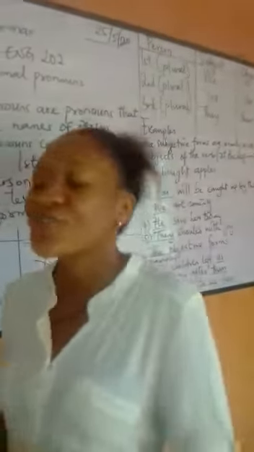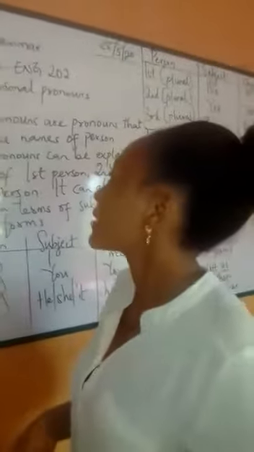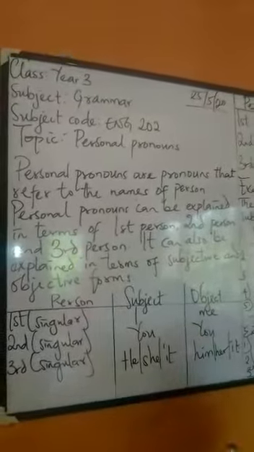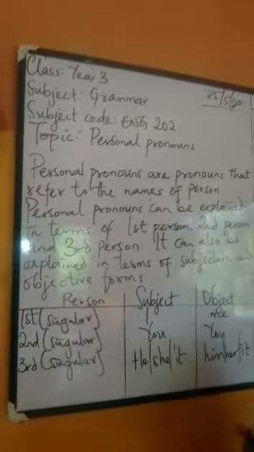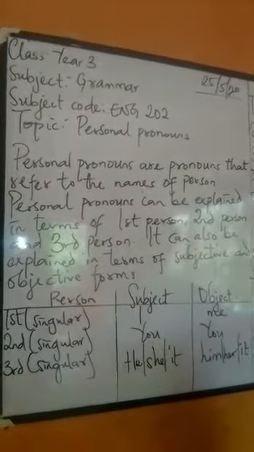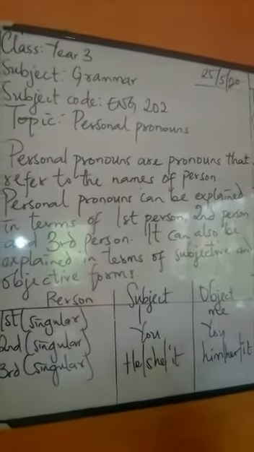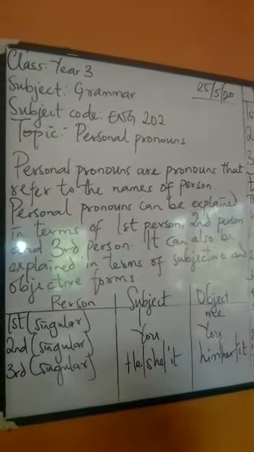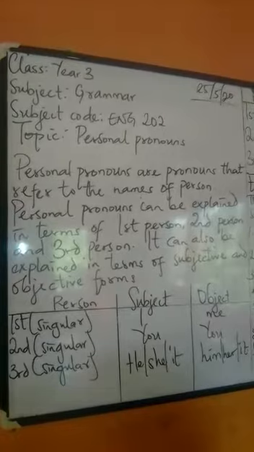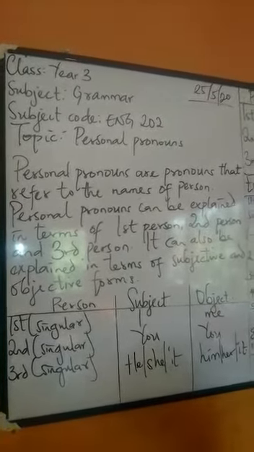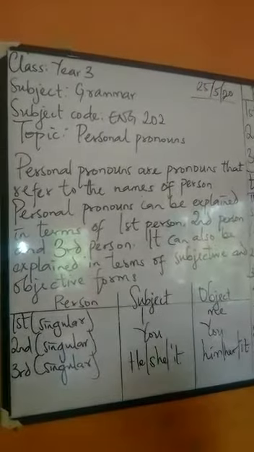I'm going to take you through grammar, and our topic is personal pronouns. Personal pronouns are pronouns that refer to the names of persons. Personal pronouns can be explained in terms of first person, second person, and third person. And they can also be explained in terms of subjective and objective forms.